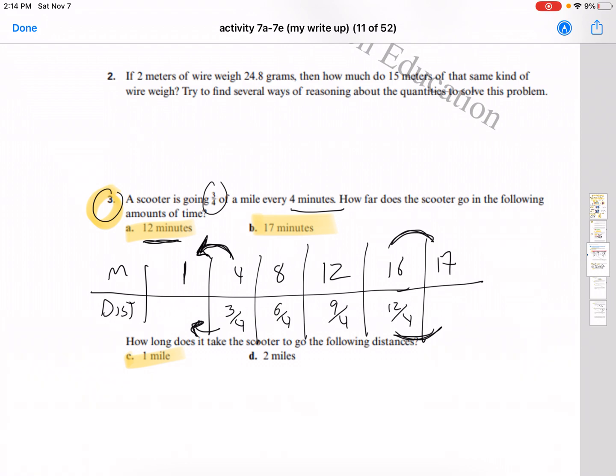The assumption is the speed is the same. So if you double the time, you double the distance. You triple the time, you triple the distance. You cut the time in half, you cut the distance in half. You cut the time in 1/4, you cut the distance in 1/4. So what is 1/4 of 3/4? Well, 1/4 times 3/4 should be 3/16.